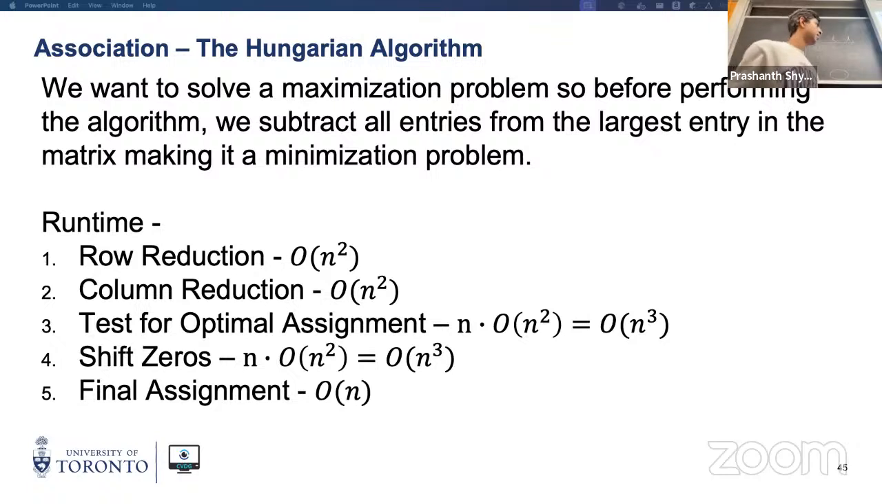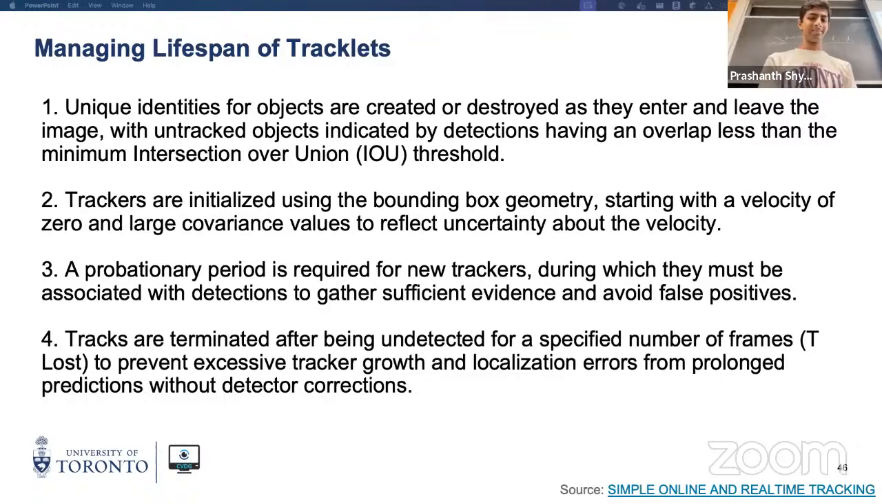And the runtime of our algorithm is O of n cubed, where n is the number of objects, and that's way better than O of n factorial from brute forcing. So now we have predictions, we have detections, and we associated them in our new frame. How do we manage these tracks over the entire frame of the video?